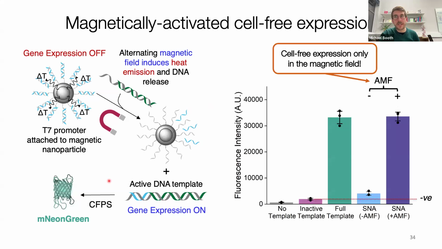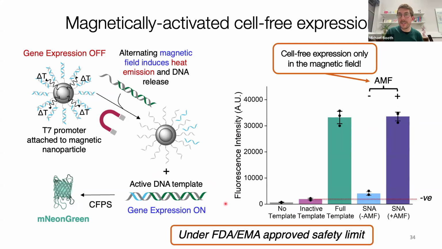And through a lot of optimization, it works really nicely. In this case, this is the inactive template as our negative control and our full template. What you can see with the spherical nucleic acids, the SNAs, without a magnetic field, we get a really great off state, really minimal expression. But with a magnetic field, we now get fantastic turning on of transcription translation. So now this is just this off to on state, but instead of with light, it's with a magnetic field.